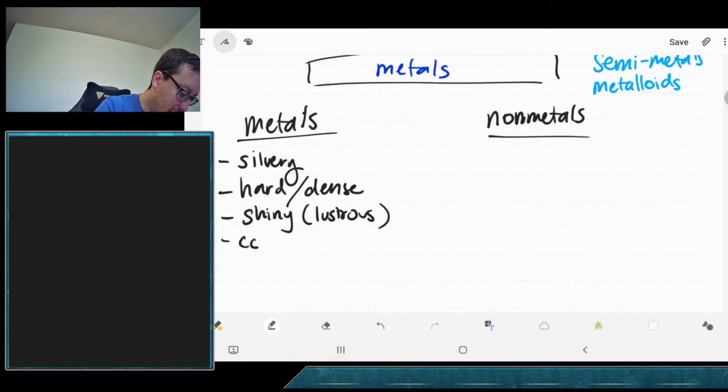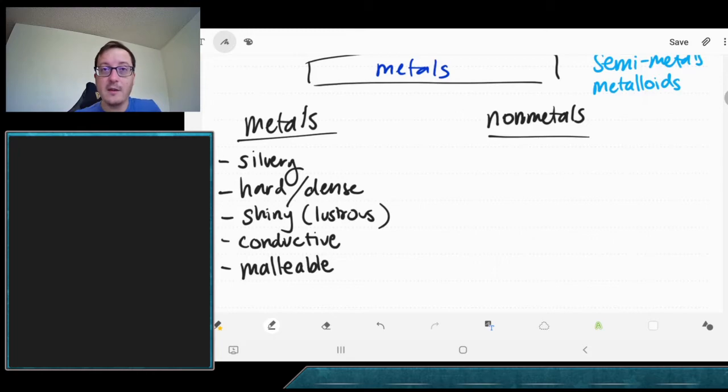They typically are conductive to both electricity and heat. So we'll talk about why that is in chapter 6, I think. They are typically malleable, meaning you can work with them to change their shape pretty easily. Like you can make thin sheets of metals pretty easily. If you tried to hammer out a non-metal, you'll see it will just shatter rather than change its shape pretty easily and still stick together.